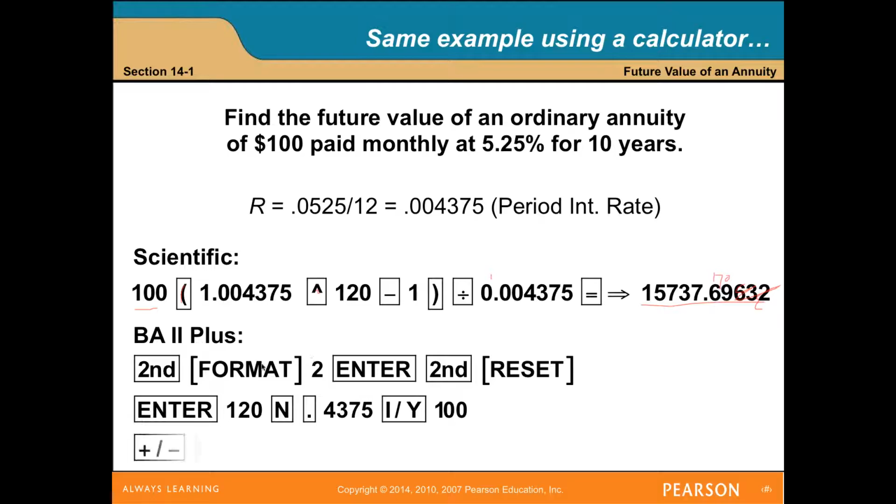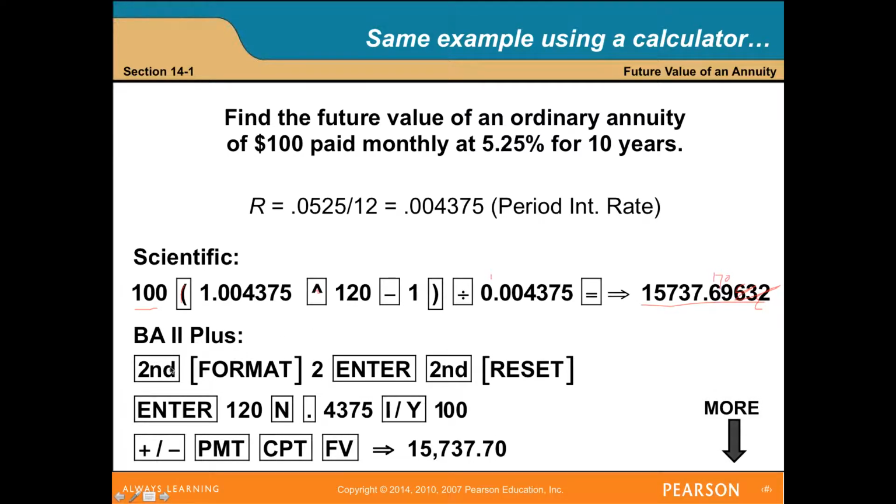And if you have the BA II Plus Financial Analyst Calculator like I have, you would do second format to enter, second reset. Don't let this confuse you, because if you have your calculator set at 2 decimal points, you don't really have to do this. Then you start here, 120 N, because it's the number of periods, 120 periods. You don't have to press enter, because pressing N or the rate or present value, future value, or payment is already like pressing enter.